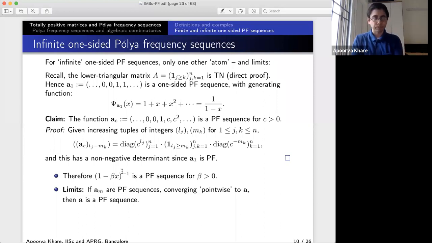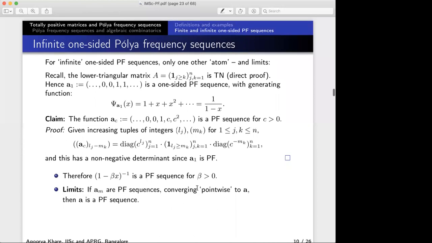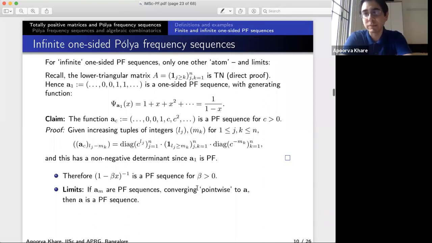and taking limits. So as I just said, if you have a sequence of PF sequences which converge coefficient-wise or pointwise, then the limit is also a PF sequence, just by taking the determinants of limits. So the limit should be analytic, to associate a meaningful series to it. Yes, it will be analytic. It will be entire, in fact. Okay, thank you. That's a good question. And the next slide will tell you exactly these limits.